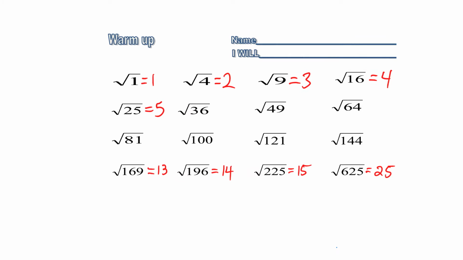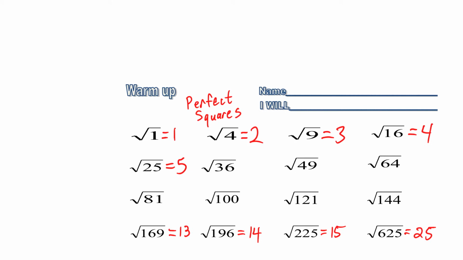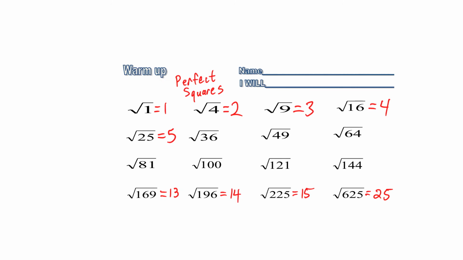Okay, all of these numbers on this side are what we call perfect squares. And the reason they're called perfect squares is what's happening here. If you take the square root of these numbers, it gives you a whole number answer. Square root of 49 is just an even 7. Square root of 121 is just an even 11. So all of these numbers are perfect squares.